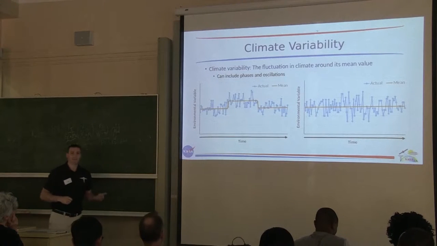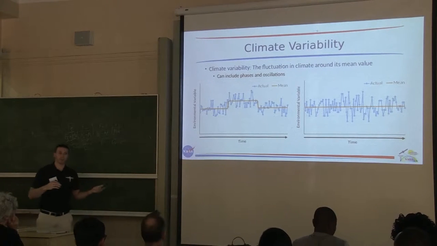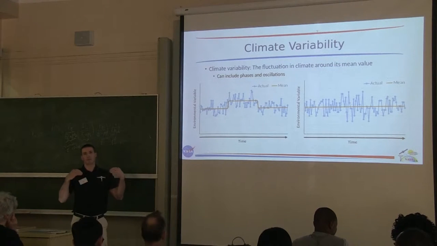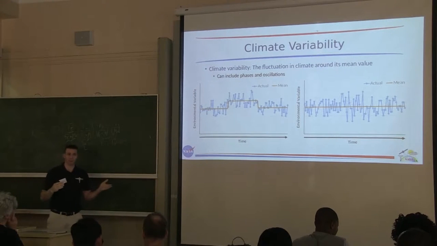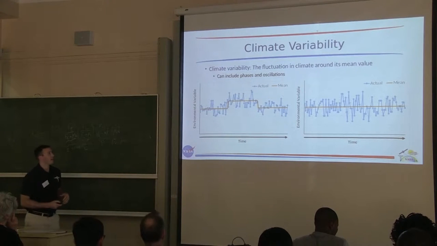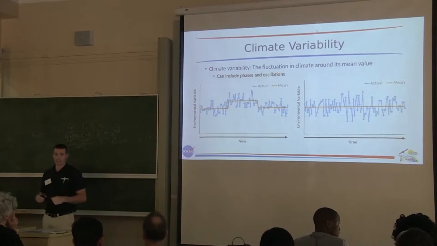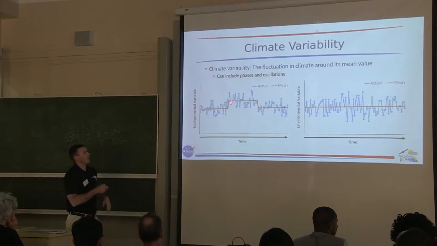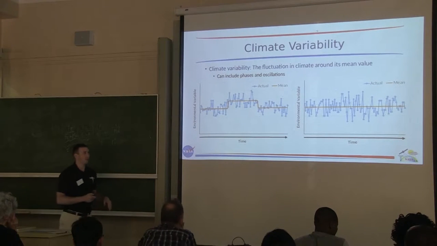So when we talk about climate variability, we're talking about how climate fluctuates around its mean. And the same thing with weather, too. You don't have the same conditions every day. So if the average temperature here is 20 degrees Celsius, it's not 20 degrees Celsius every day. Even if a particular month has an average of 20 degrees Celsius, it's not average all the time. It fluctuates around it. And this can include phase changes, related to what I talked about with the El Nino Southern Oscillation. So you might go into a higher mean value, and then drop down to a lower mean value. This tends to average out over time.